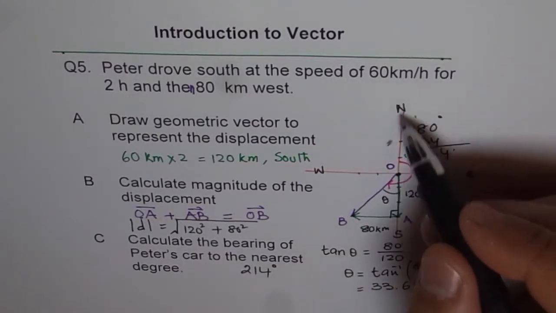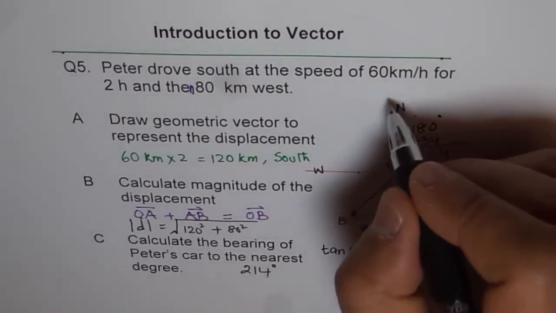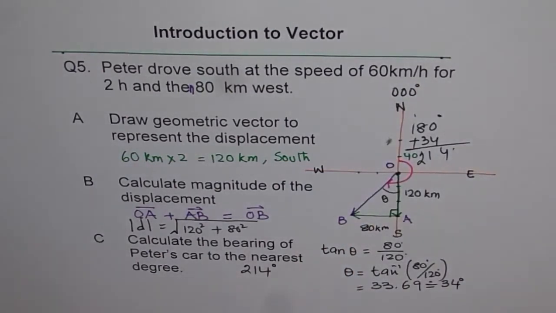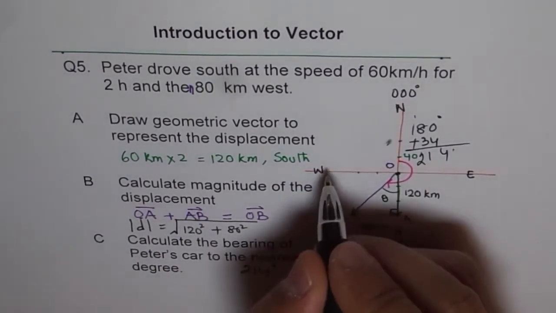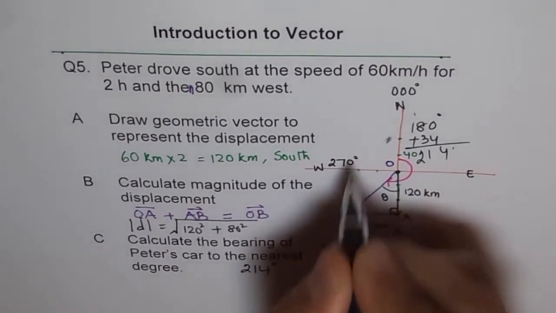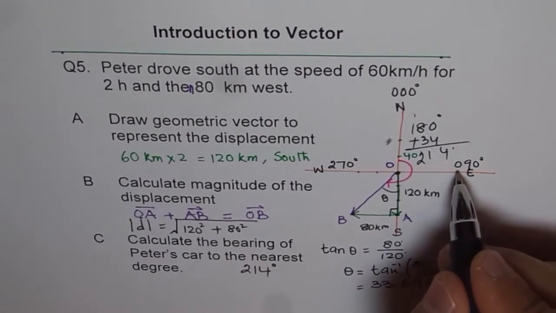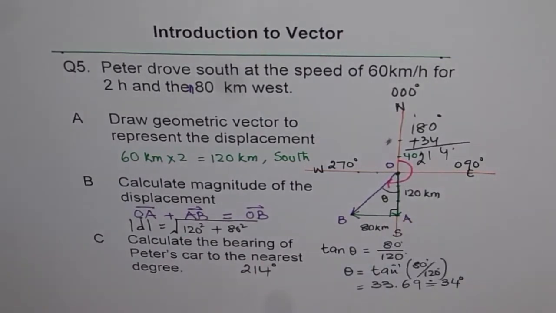So what is the bearing angle of north? The bearing angle of north is 000 degrees. Don't forget that, okay? And the bearing angle of west will be 270 degrees, right? And east, 090 degrees. Don't forget this 0, okay? And south, you know, is 180 degrees. So that is how you get to know all this. So it was kind of a review for whatever we have done so far. And I hope you can recollect all the things.